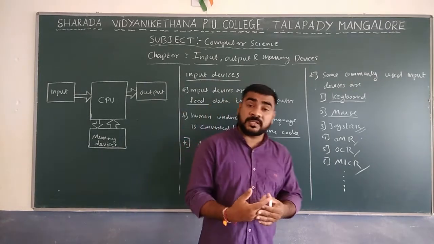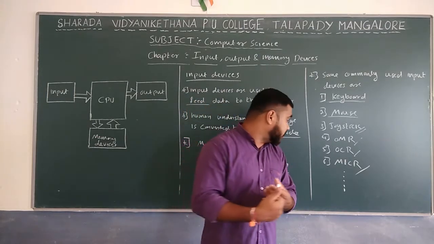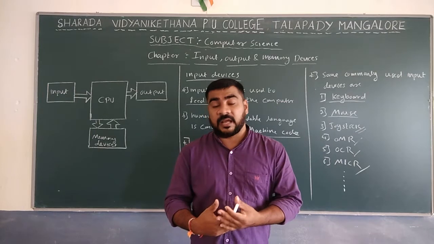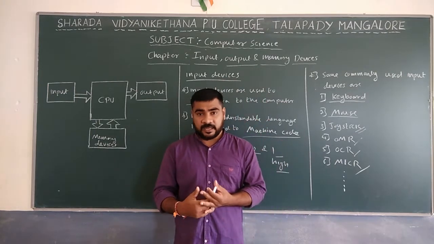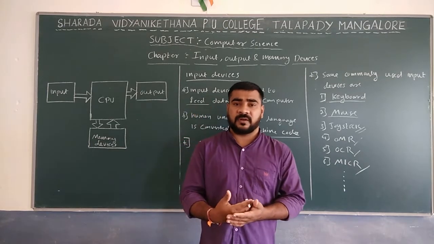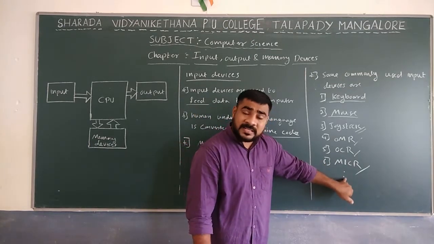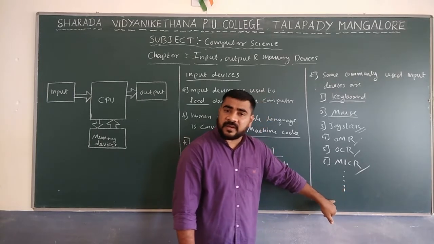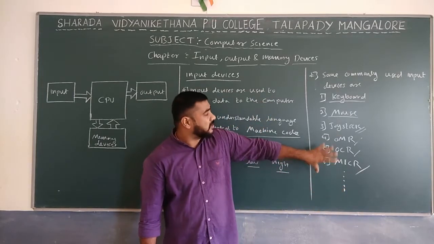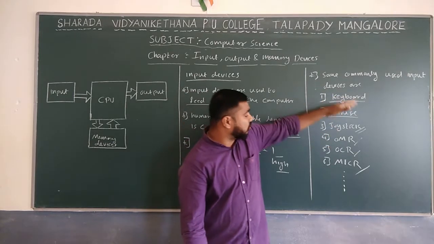Or we can use OCR, optical character reader. Then one more is MICR, magnetic ink character reader. These are the different types of input devices, and many types of input devices are available. Only these we are going to study in this chapter, because only this much is given according to your syllabus.